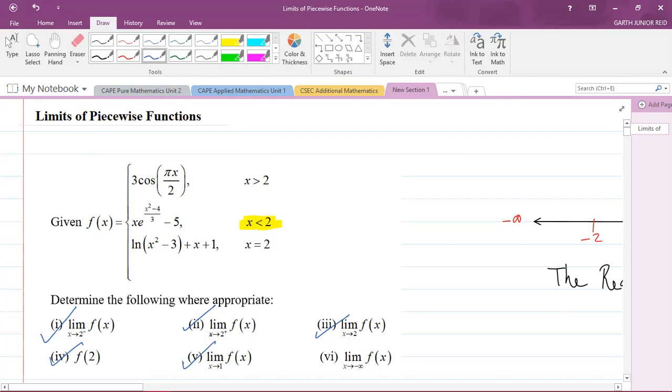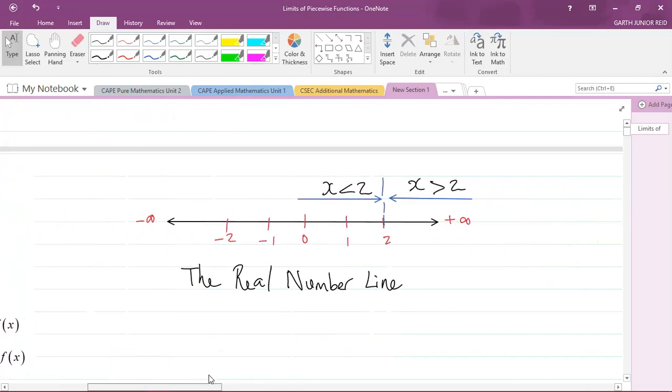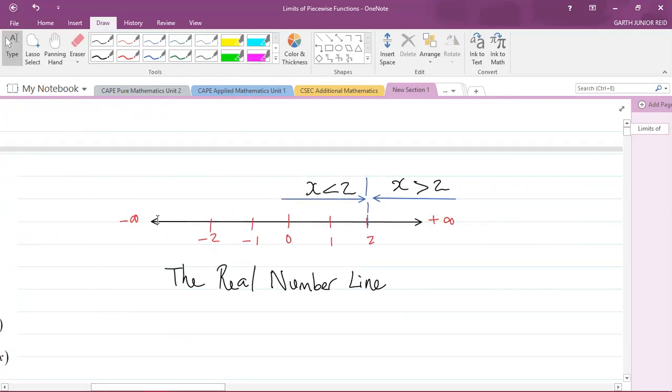Now, the last part of the question says that we are to find the limit of f of x as x approaches negative infinity. What does that mean? When x takes large negative values, what is f of x approaching? So let's go back to the real number line here. We want to approach negative infinity.